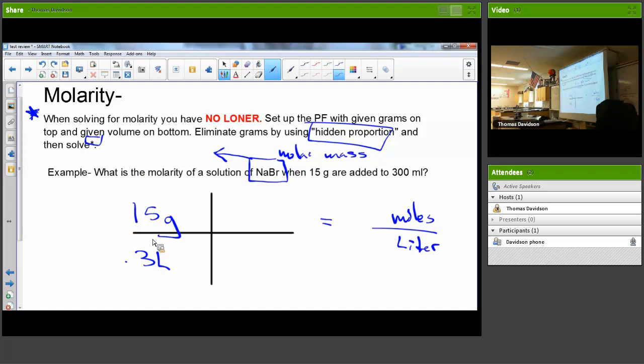0.3 liters. Now, why did I not put 0.3 liters over 15 grams? Because A, I told you to, and B, liters is on the bottom of the answer, so I need to have it on the bottom of the problem. All right, now, what did NaBr end up at? 103 grams per 1 mole. Okay, what comes down here? The 103 grams. What goes on the top? 1 mole.